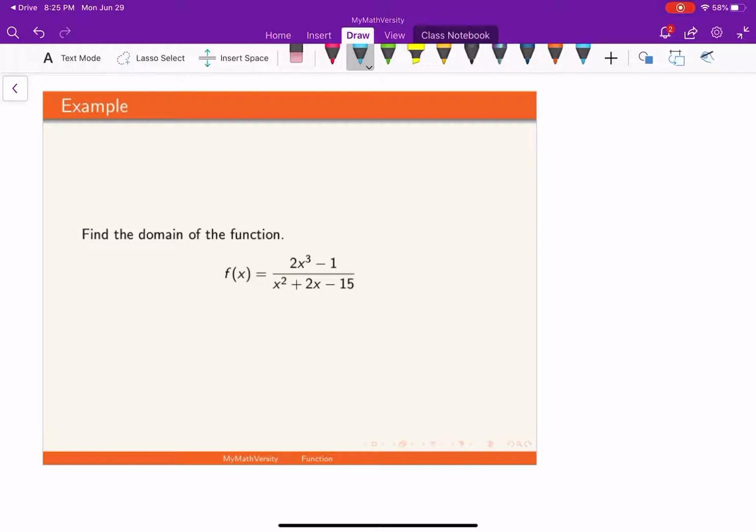In this example, we will find the domain of the function given here as 2x cubed minus 1 divided by x squared plus 2x minus 15. So what type of function is this?